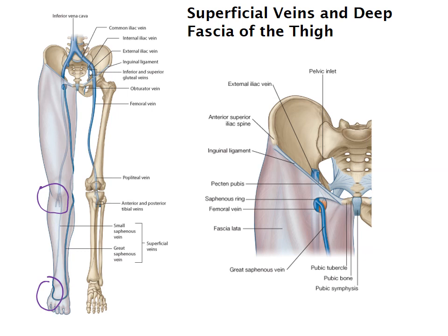When the valves in the superficial veins of the leg and thigh become incompetent, and when these veins lose their elasticity, the result is dilated, tortuous veins, which we call varicose veins or varicosities.